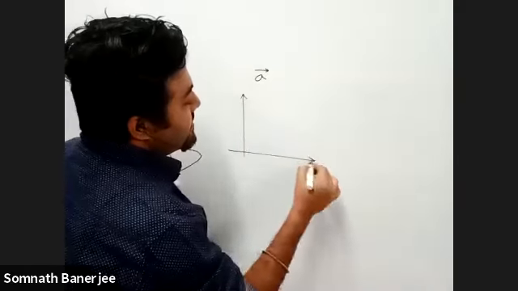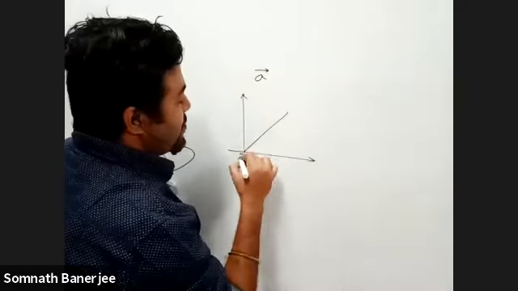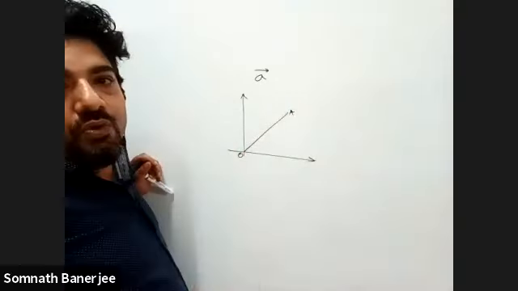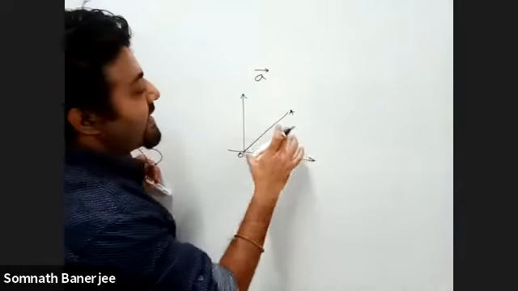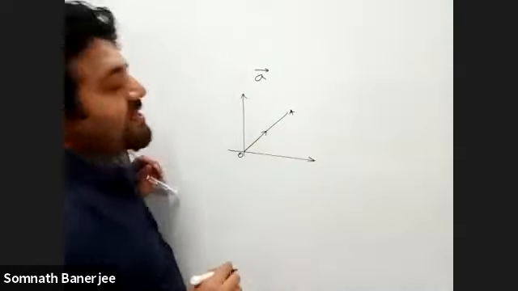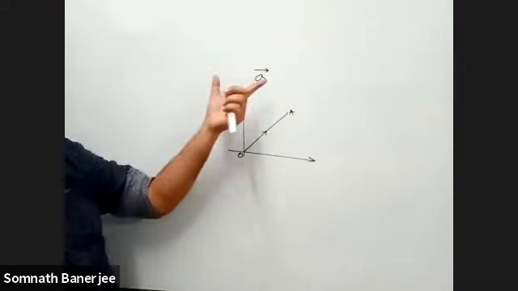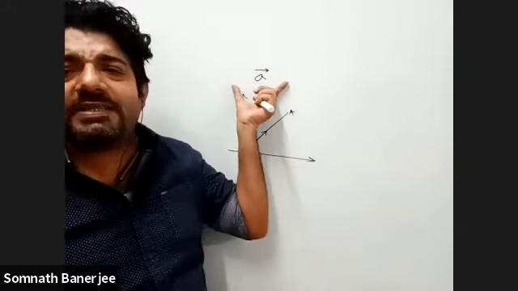And the second one is the graphical representation. Suppose this is the y-axis, this is the x-axis.